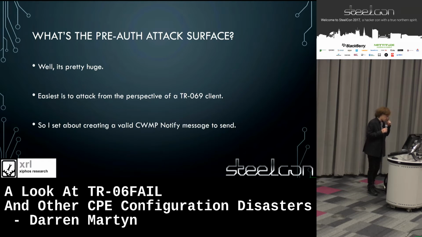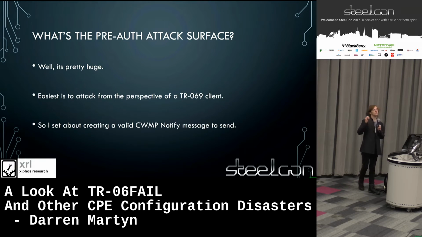So the pre-auth attack surface is massive. And when I was thinking about this, the easiest way to attack these things is to take the position of a router talking to the configuration server, because you're sending tons of XML back and forth, and there's loads going on, and there's going to be something there, because that's an unauthenticated attack surface. So when I started auditing this, I looked at the first thing the router sends to the device.